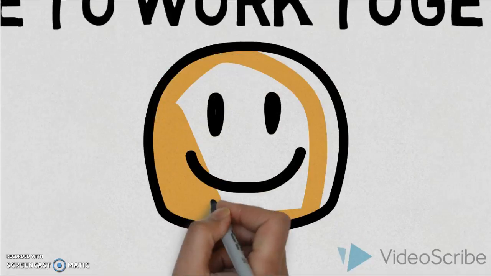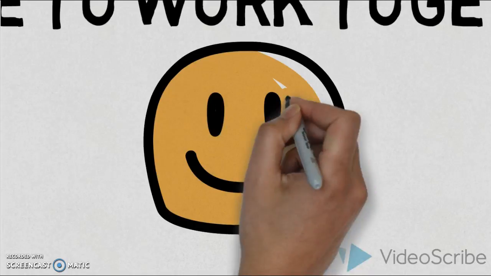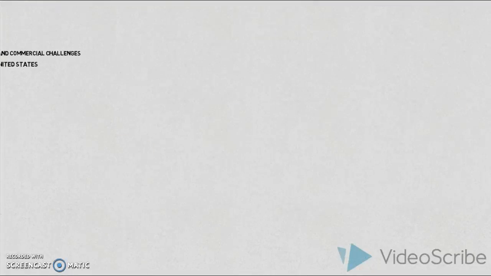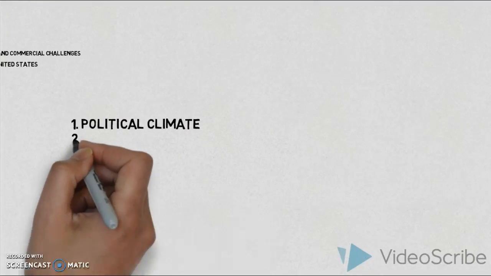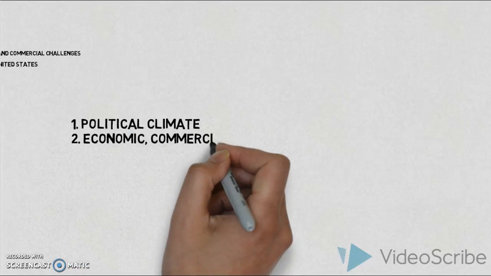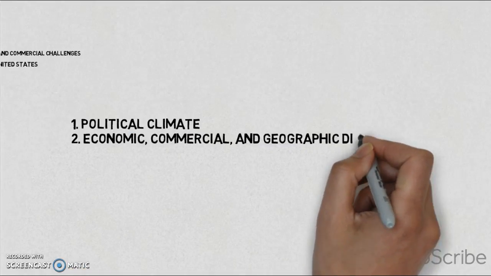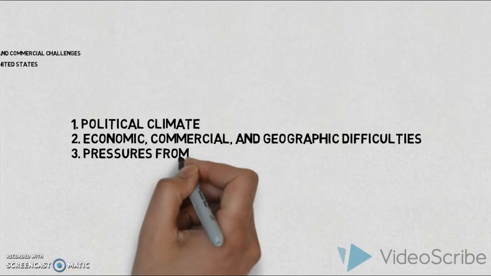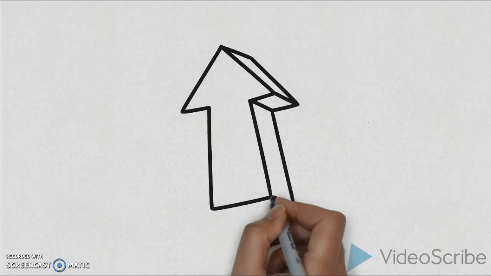Therefore, there were a variety of reasons and events that pushed these 6 British North American colonies to consider unifying together. The political climate, the economic, commercial, and geographic difficulties, as well as the pressures from the United States, all led to a greater need for cooperation between colonies.